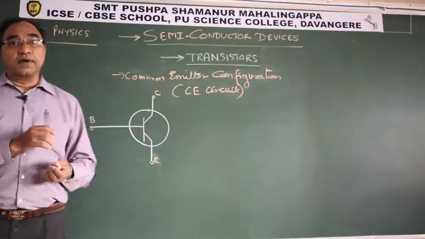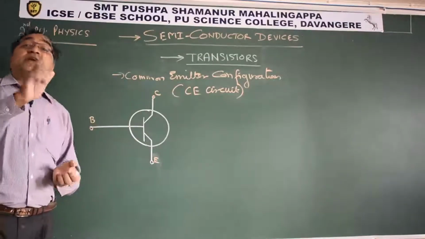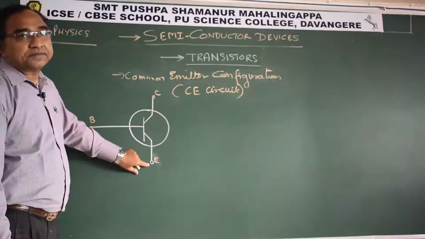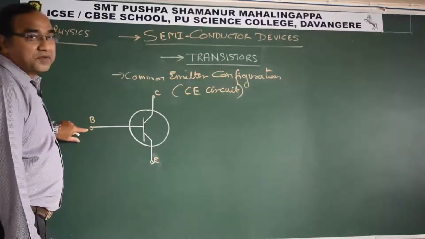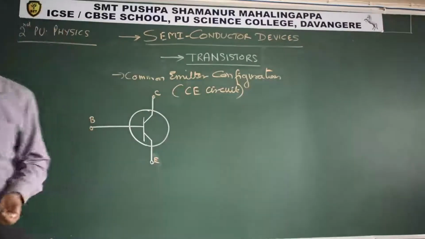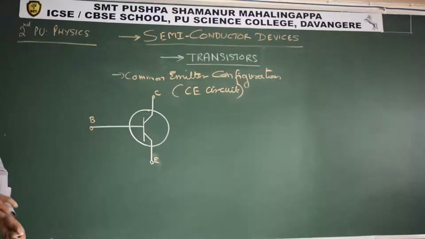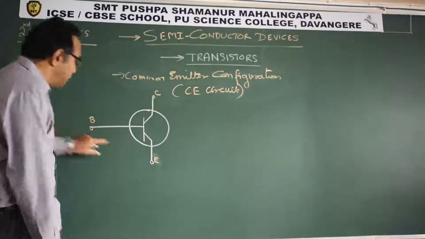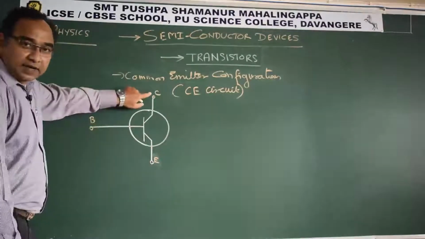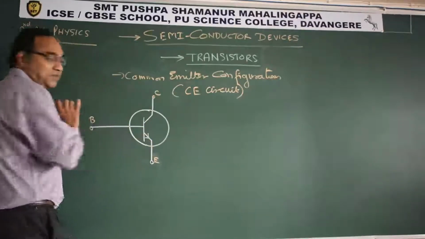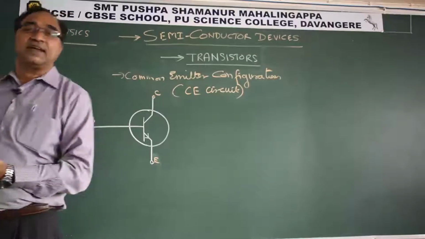Next, if it is an NPN transistor, emitter is N, base is P, positive. So what should be the direction? Fast, tell me what is the direction? Current will move from positive to negative. So this is positive, NPN, correct? So P, so your arrow should be like this. This is your NPN transistor.